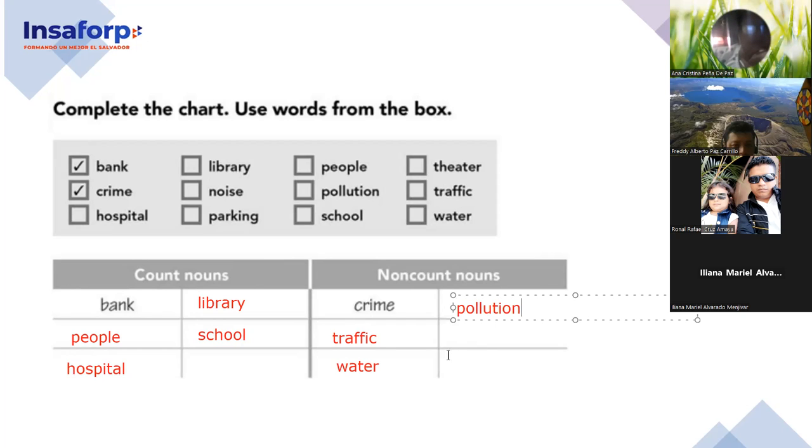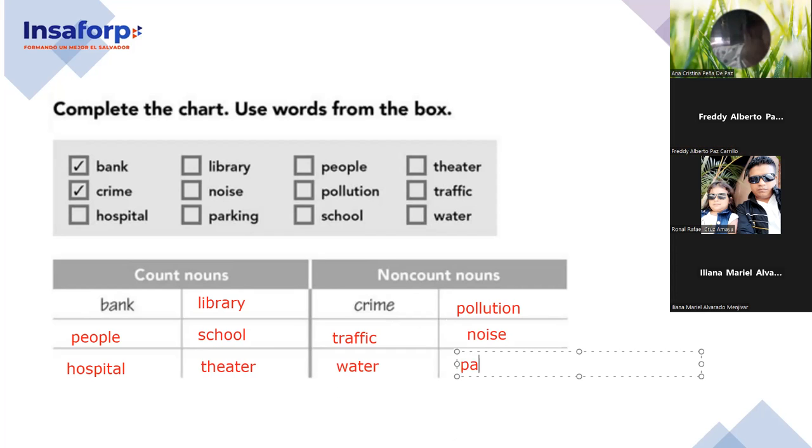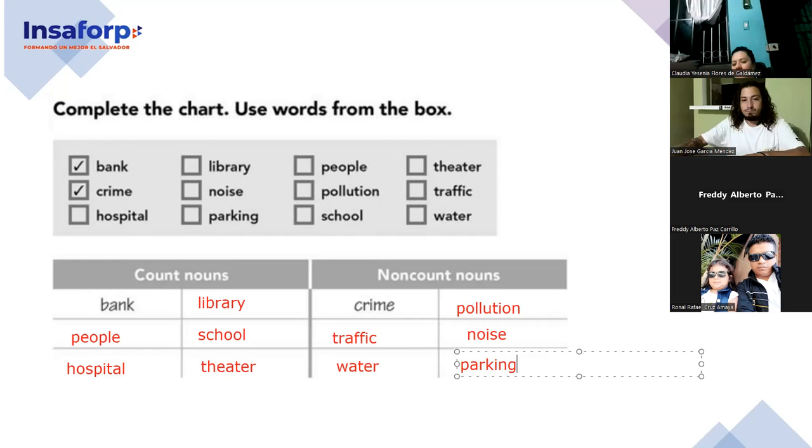Crime. Oh, theater. Crime is here. Okay, theater goes non-count nouns or count nouns? Count, theater is count noun. Oh yes, theater goes here. Very good. Noise is uncount. Noise, very good. Okay. What else? Parking. Oh, parking. Okay. Thank you so much. Okay, so these are count nouns and non-count nouns, right? If you see there is a slight difference between those, as Juan was mentioning. So we have a bank, library, people, school, hospital, theater.